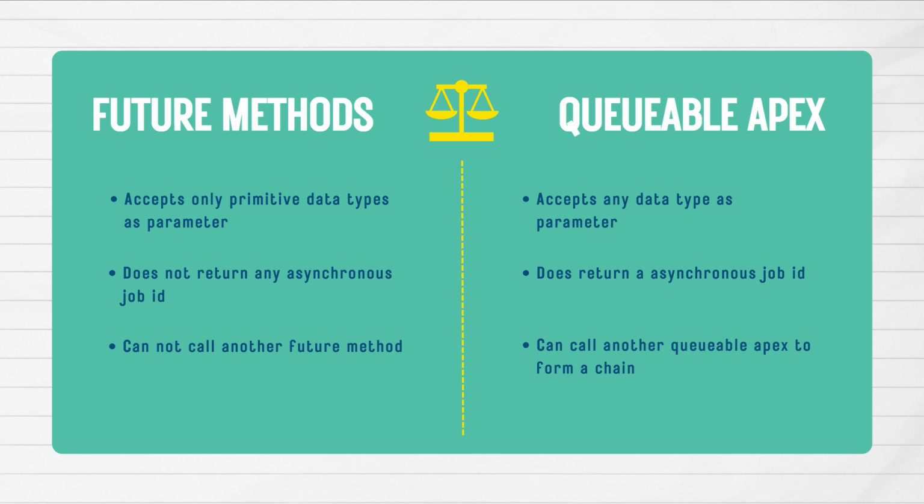Calling future methods does not return any asynchronous job ID using which we can track the status of the job. However, calling the method System.enqueueJob returns to us an asynchronous job ID using which we can track the status of the job through either the Salesforce UI or programmatically. From future methods, we cannot call another future method. However, from a Queueable Apex, we can execute another Queueable Apex class to form a chain. This way, using Queueable Apex, we can implement a serial execution of asynchronous processes if necessary.